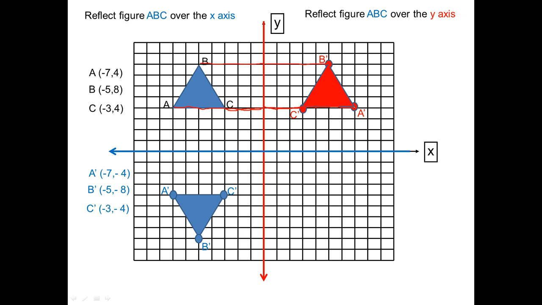If we recall, if we reflect our ABC over the y-axis, what it said was we were going to change the sign of our x values, and our y values would remain the same. So our A is going to go from -7 to +7. Our B is going to go from -5 to +5. And our C is going to go from -3 to +3. So remember the rule, when you're reflecting over the y-axis, your x values change their sign, and the y values remain the same.